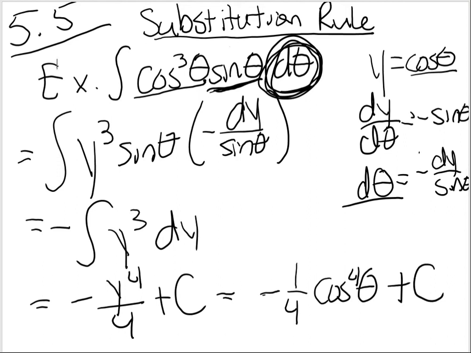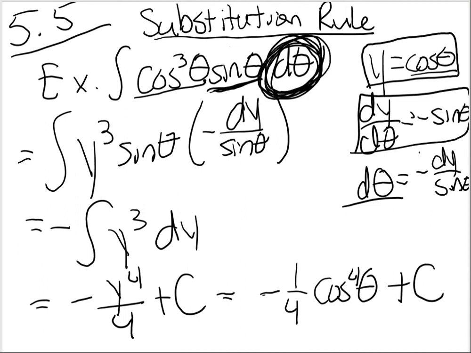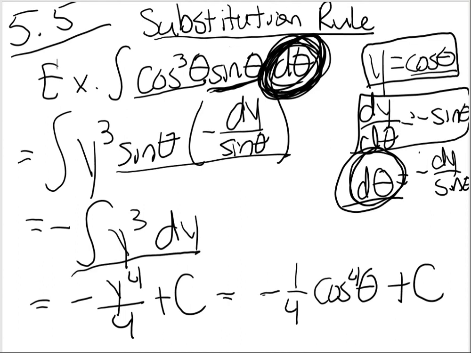Right, so the steps are: identify what you're substituting in, take the derivative, solve for whatever is over here, that is the d theta in this case, substitute all that in, cancel, and take the integral. Okay, so let's do one more example.